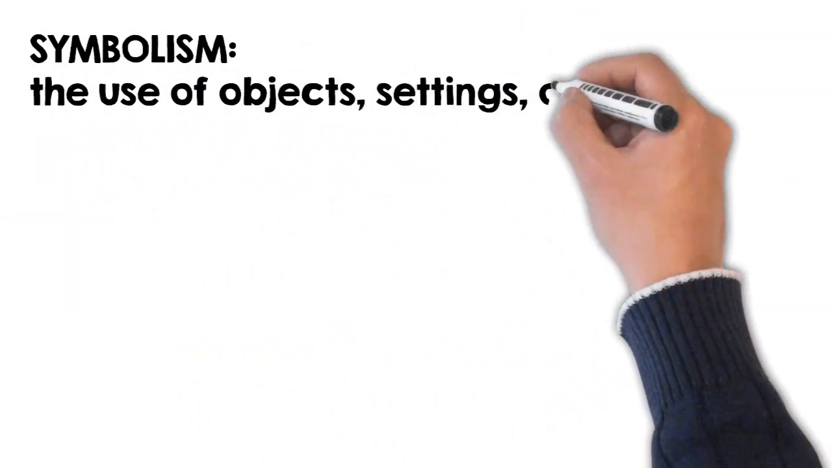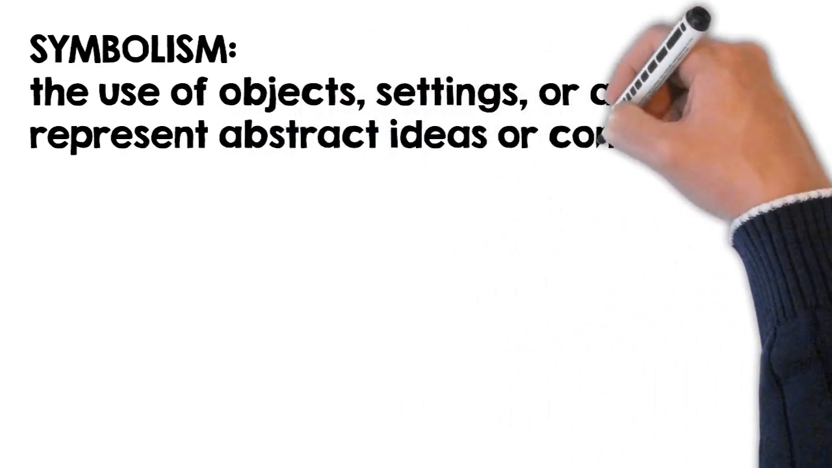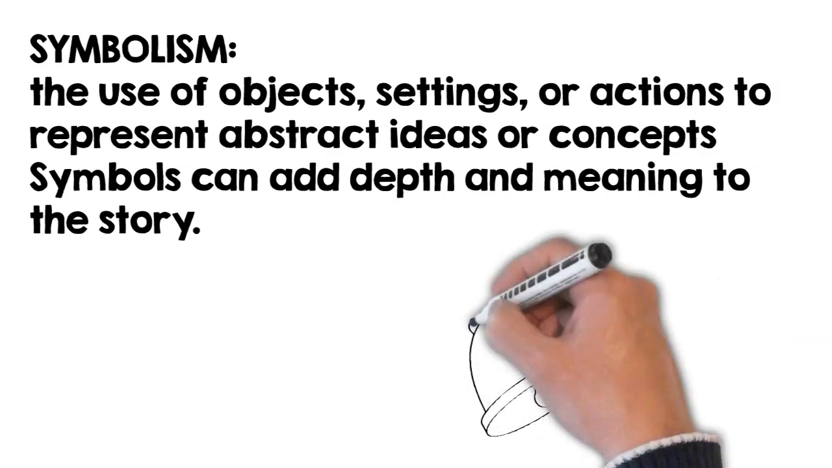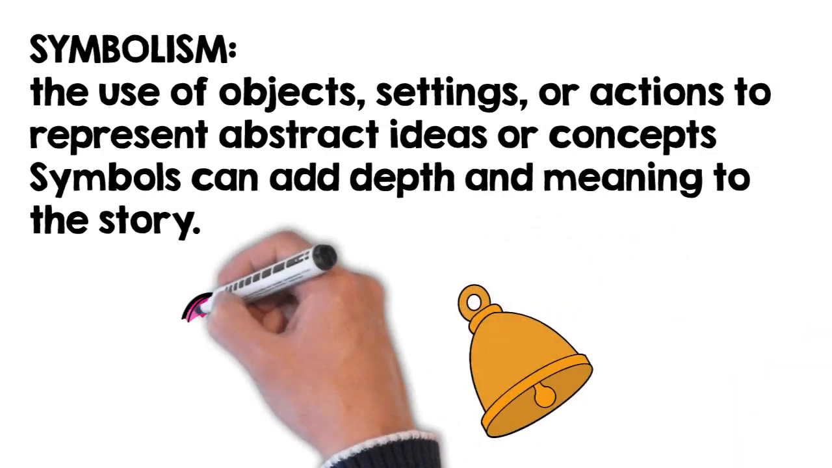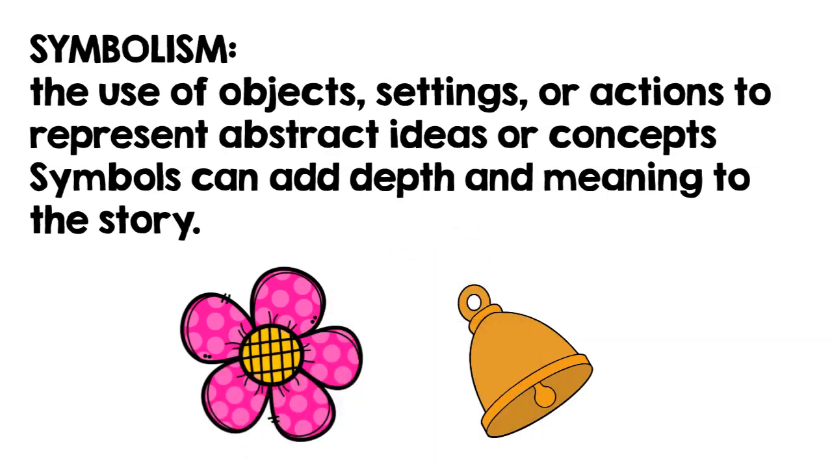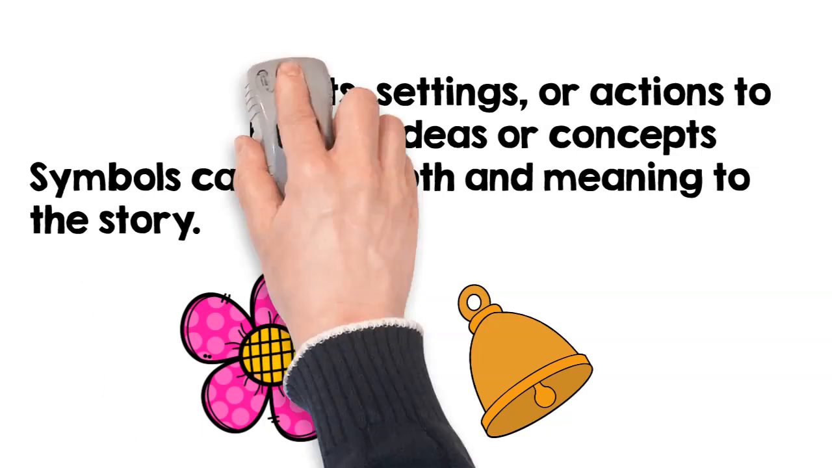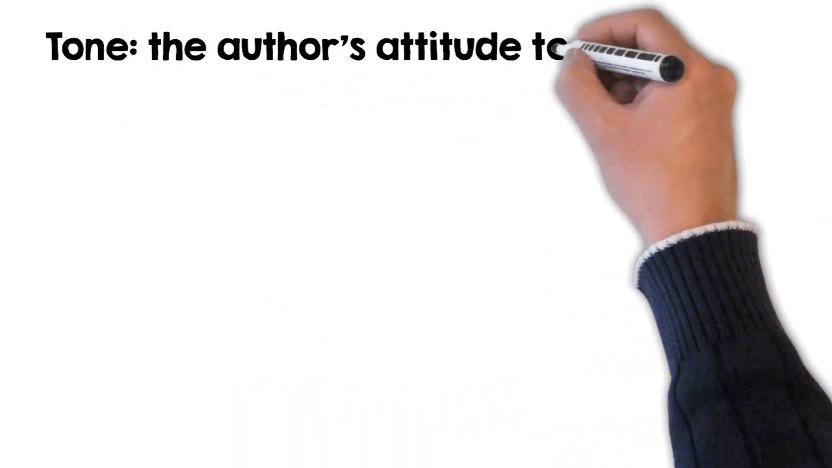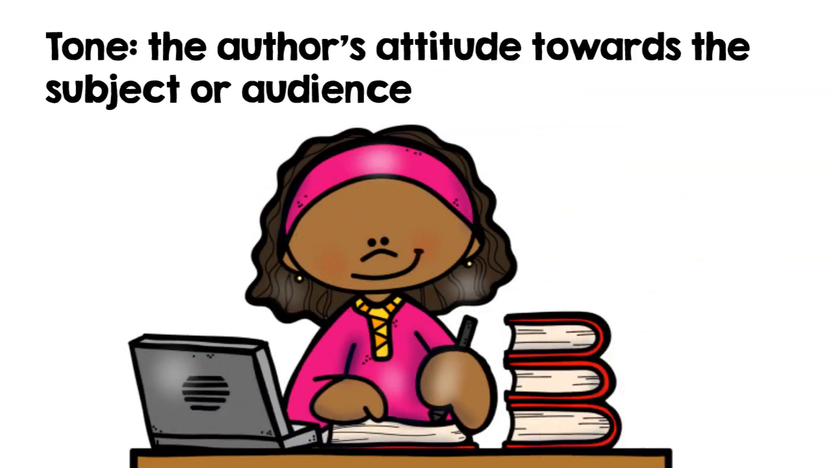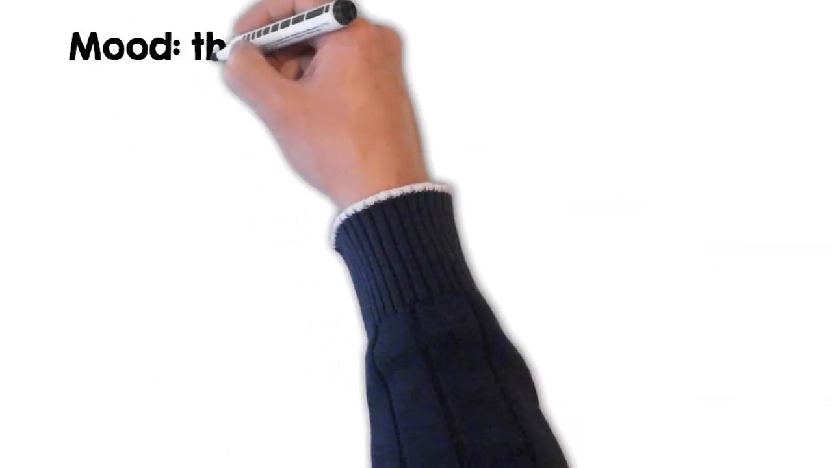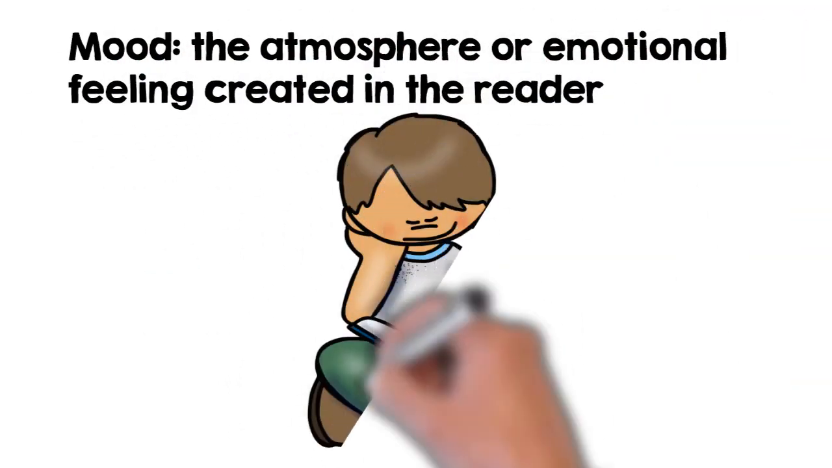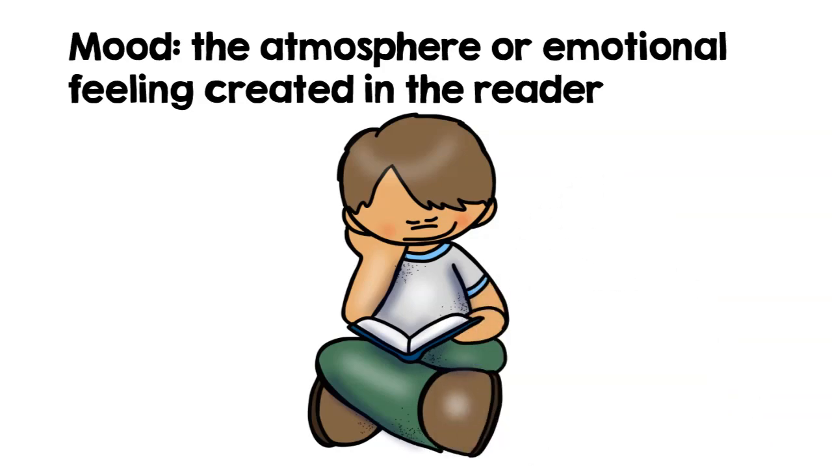Here are a few more things you might look at when comparing and contrasting fictional stories. Symbolism. The use of objects, settings, or actions to represent abstract ideas or concepts. Symbols can add depth and meaning to the story. Tone. The author's attitude towards the subject or audience. Mood. The atmosphere or emotional feeling created in the reader.